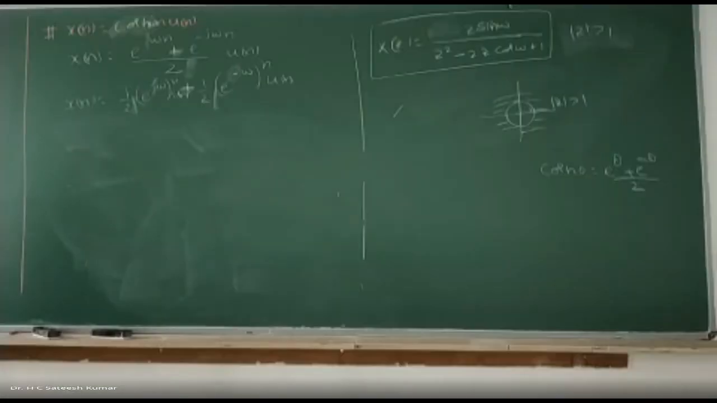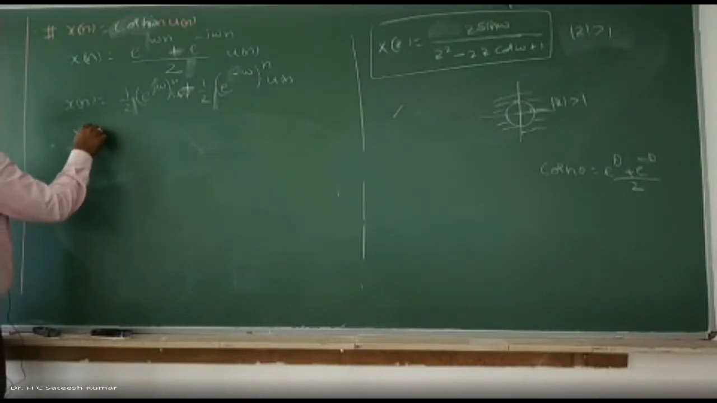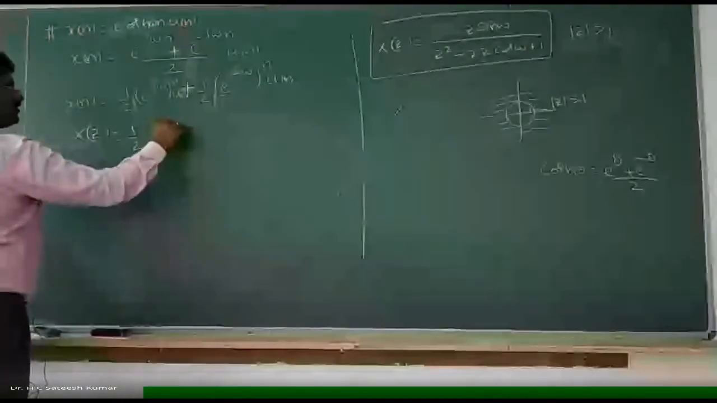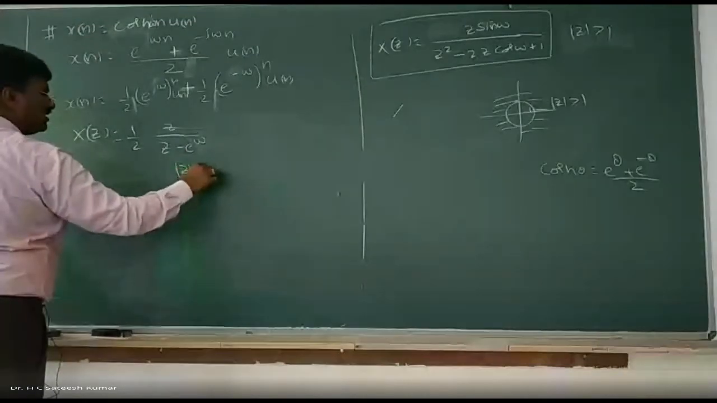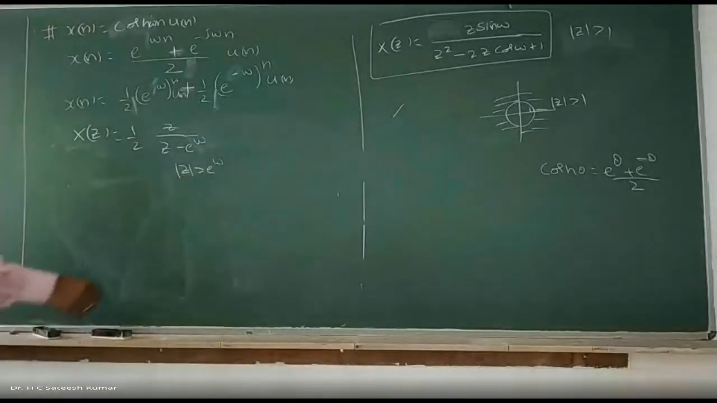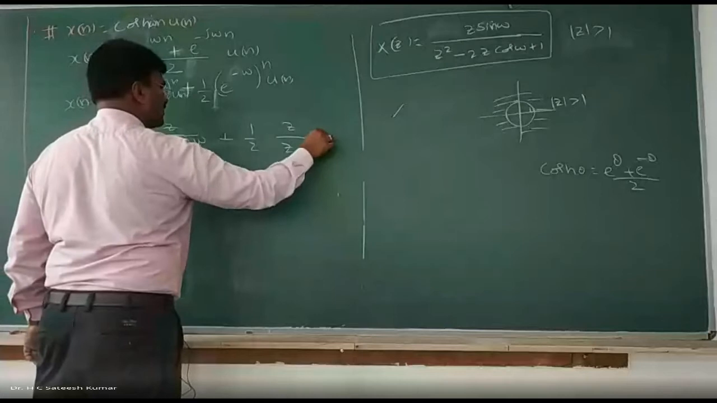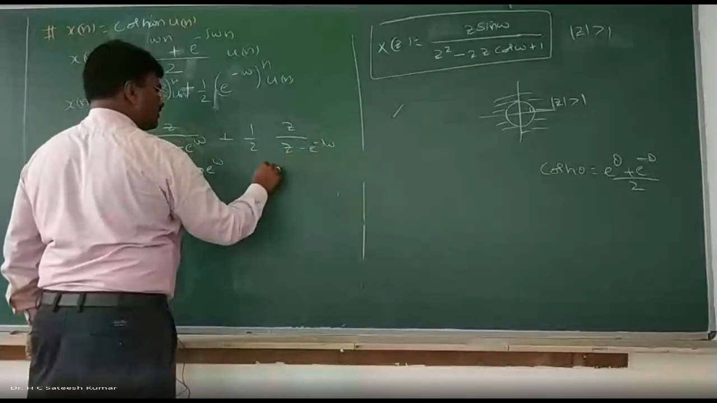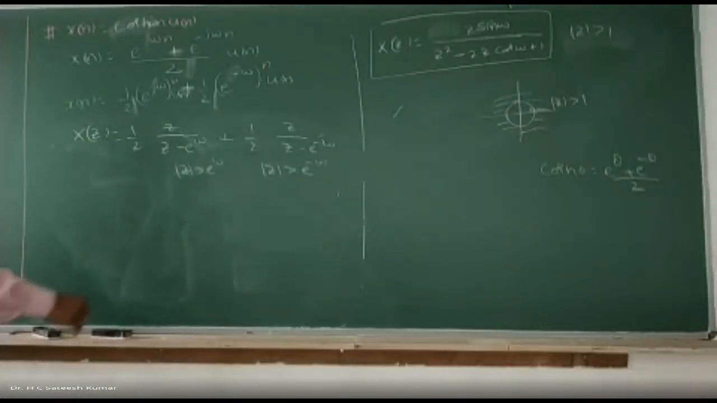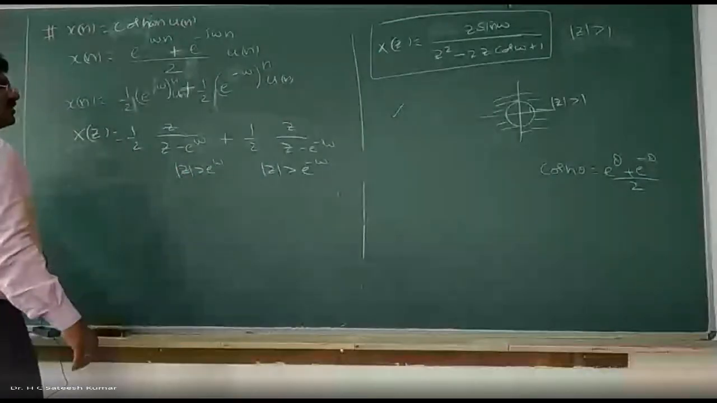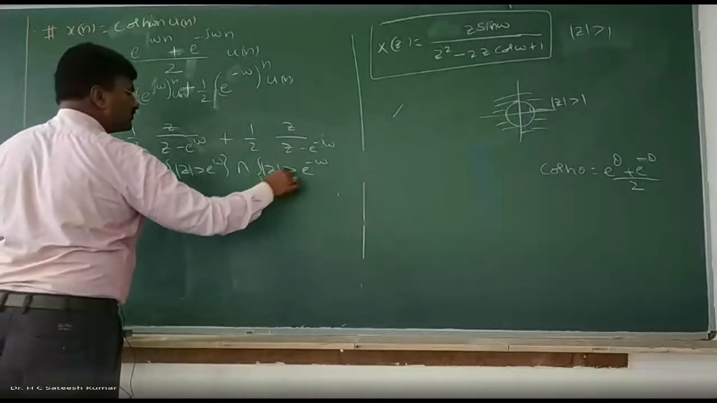Okay, right. So you can write x of n. X of z is equal to 1 by 2 into z divided by z minus e to the power of omega, with ROC mod z greater than e to the power of omega, plus 1 by 2 into z divided by z minus e to the power of minus omega, with ROC mod z greater than e to the power of minus omega. Okay, right? So therefore, you can take 1 by 2 out, and the ROC is the intersection of these two.